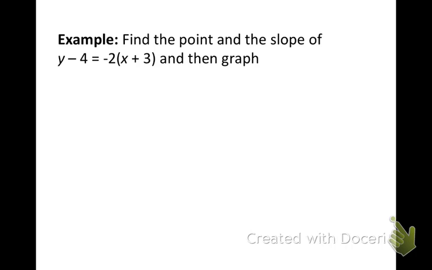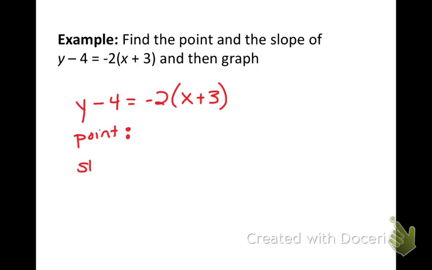Now let's deal with point slope form. So here we have y minus 4 equals negative 2 parentheses x plus 3. I need to identify a point and the slope. Well, the slope's the easiest thing to identify. Which number up there is the slope?